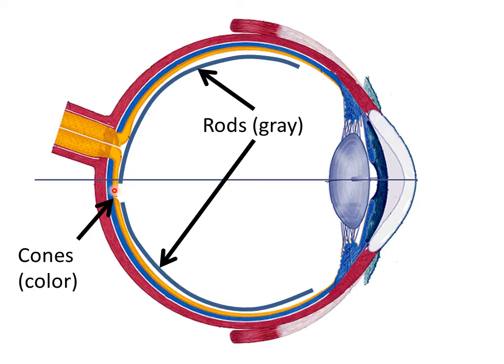Now right here in the macula, the fovea, we have cones. Cones can sense color. So this is where all of our color vision is located, right here in this little tiny spot.